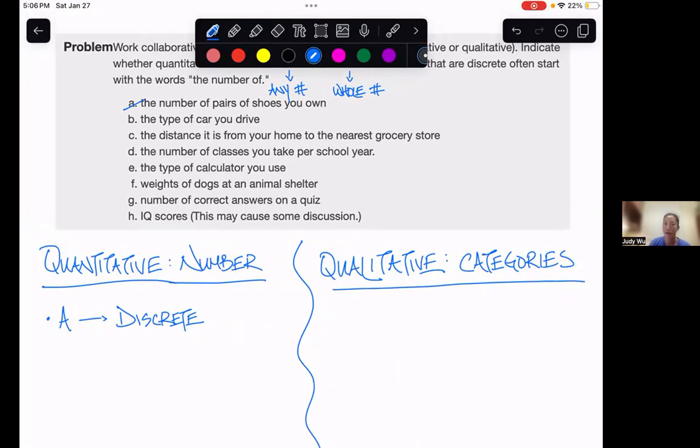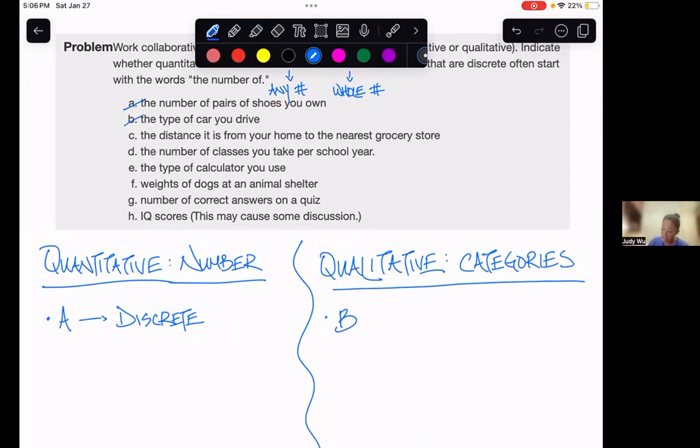All right, next up, the type of car you drive. And so a type of car is not going to be a number, right? Like I don't drive a 5. I might want to drive an M5, but I don't, right? So we don't typically assign numbers with cars. We think about it as a category. And so that would be a great example of a qualitative measure.